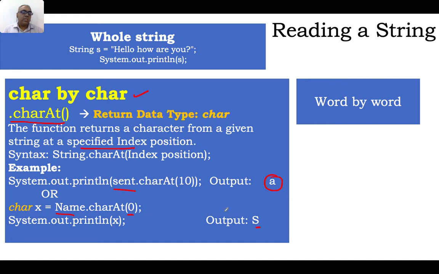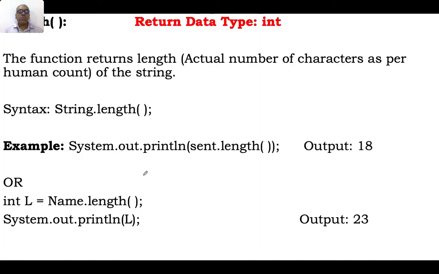S. Then we have also seen, if we don't know how big the string is, then we can make use of .length as a function to count how many characters are present in that particular string. So a string variable .length allows you to count the number of characters as per human count. Human count always begins with 1, computer indexing begins with 0. So you will always find the last index number is always 1 less than the final value.